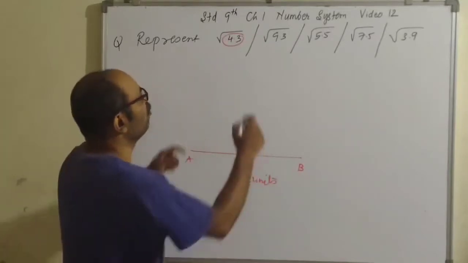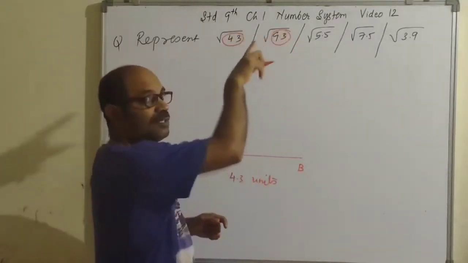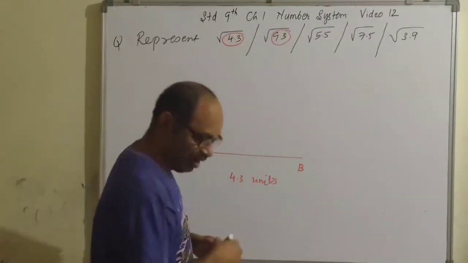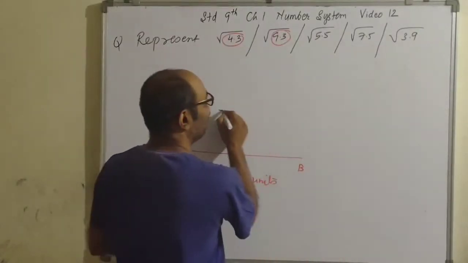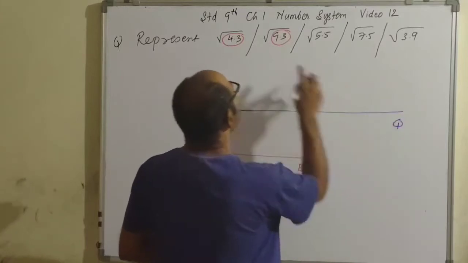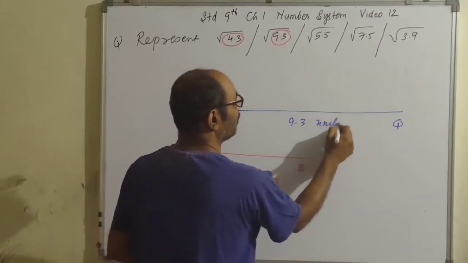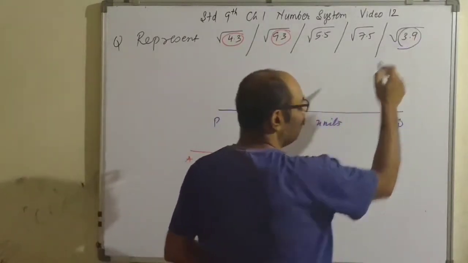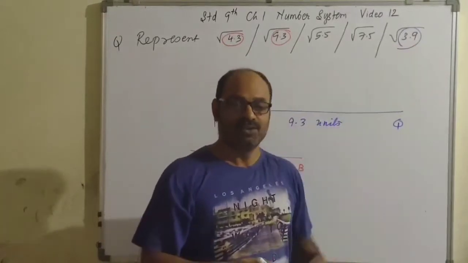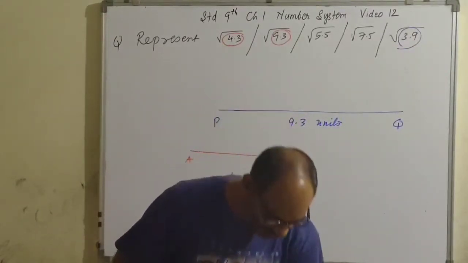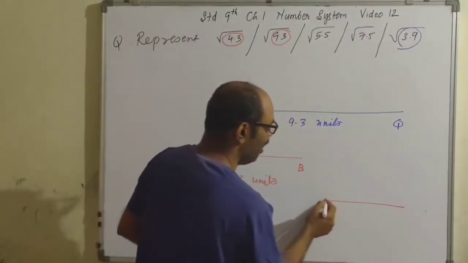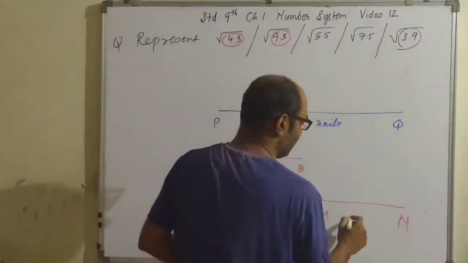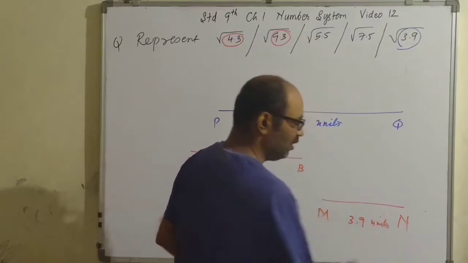It is easy. Suppose you want to plot square root of 9.3 on the number line. If you have to show that, you have to represent that. Then first you draw a line segment, suppose PQ, whose length is 9.3 units. Not centimeters, units. Suppose you want to represent square root of 3.9, which is an irrational number, on the number line. Then first you will have to draw a line segment MN, a line segment whose length is 3.9 units. Right?